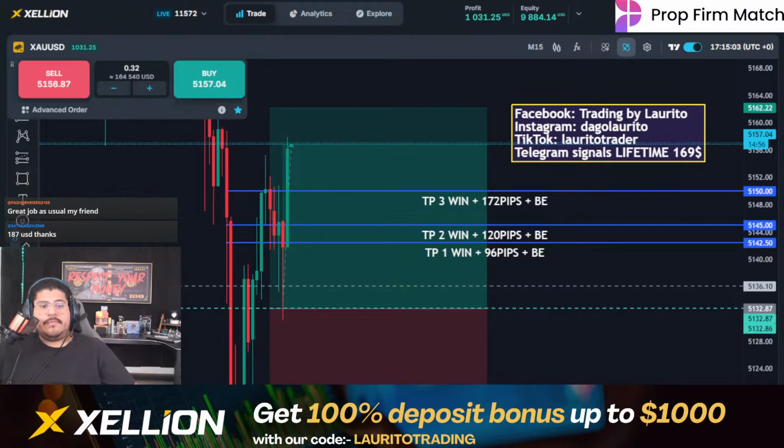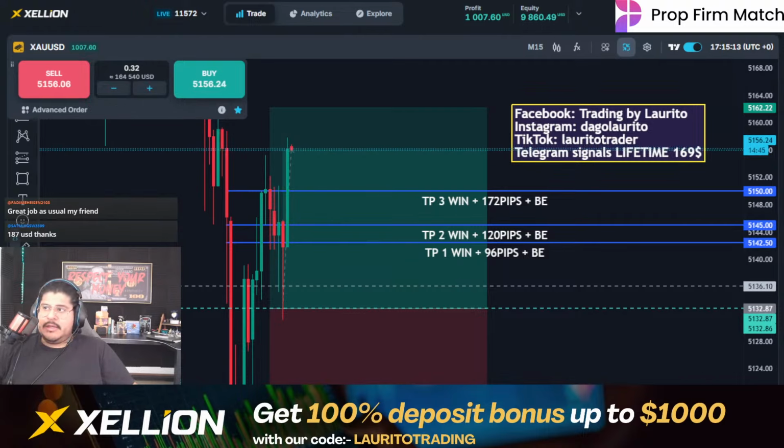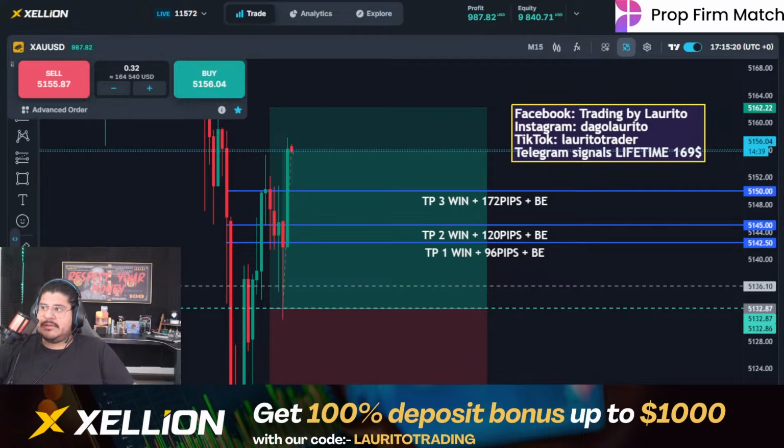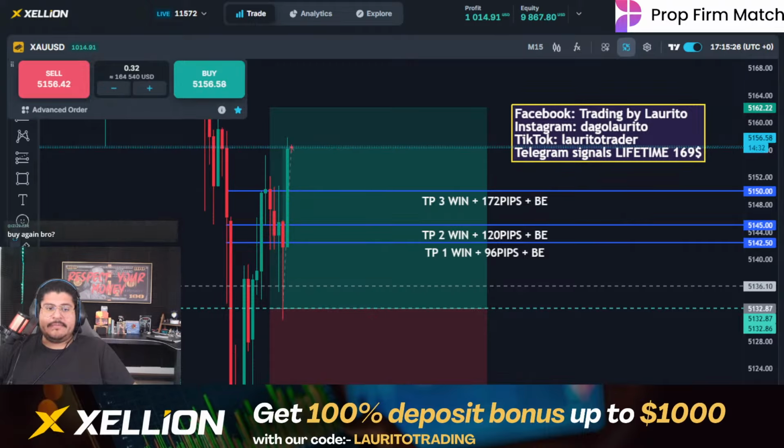Okay, still holding. Okay, expecting 51.70. At this moment, guys, my TP is open. And I expected it to touch the 51.62, but probably we can touch the 51.65. Let's see.